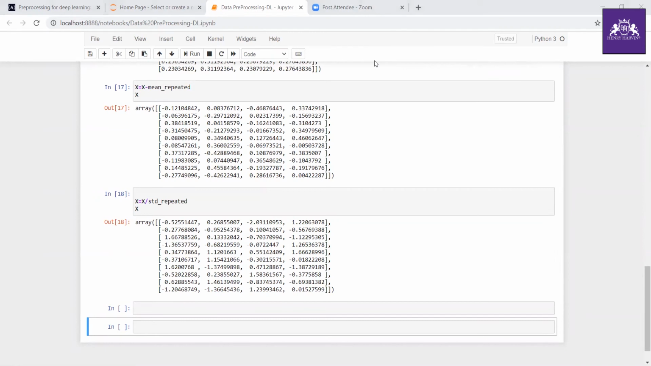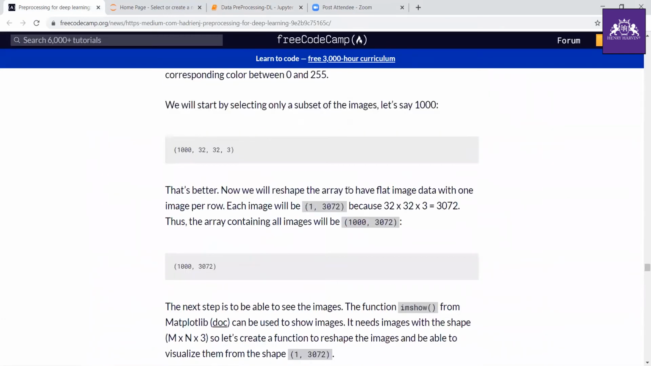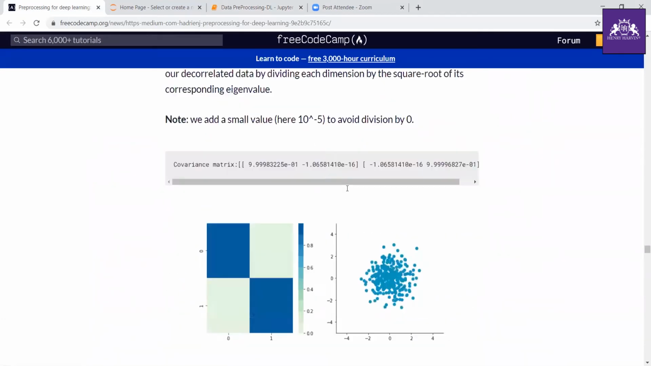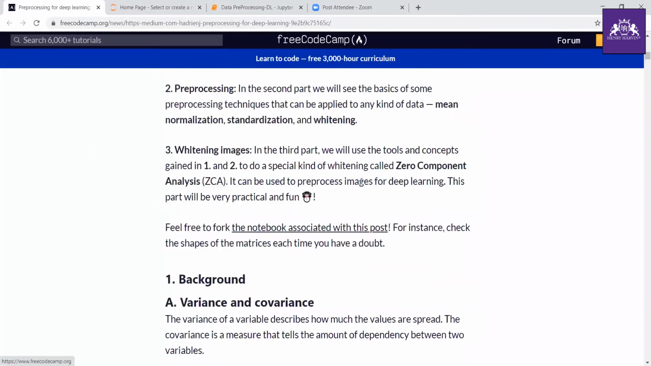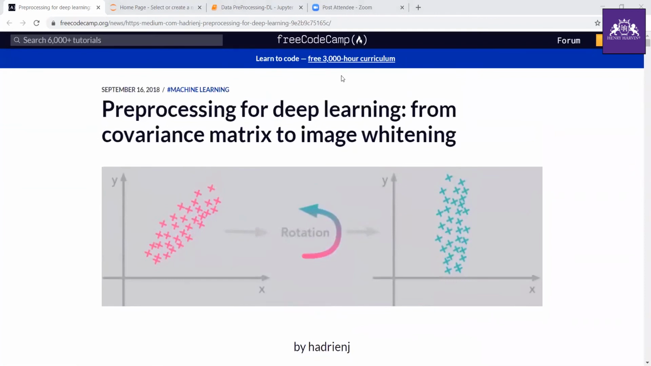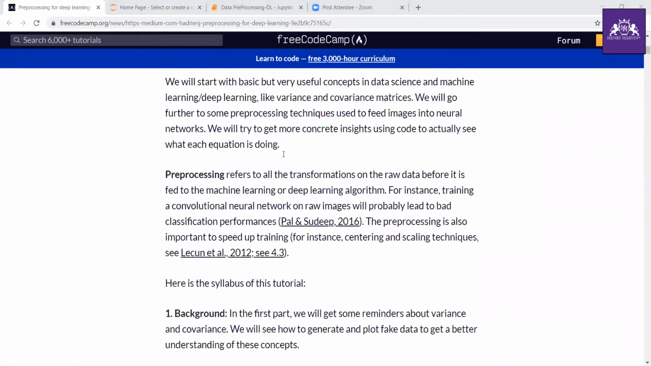So let me also help you to understand with the help of this article, right? So this may be helpful to you to understand it in a better way. So let us try to understand about this: pre-processing for deep learning, from covariance matrix to image whitening, right? So let us try to understand this.